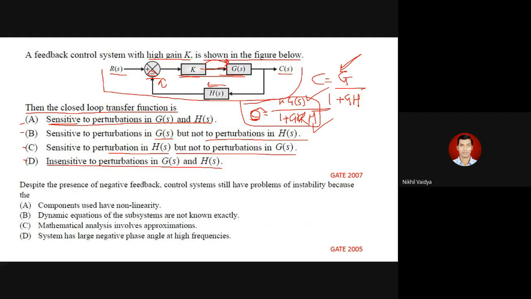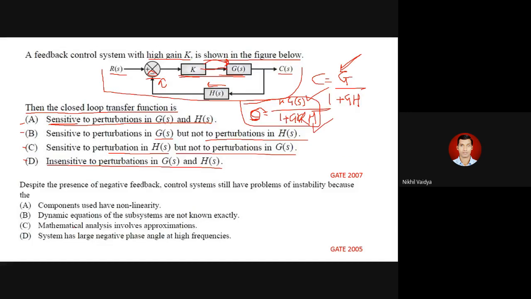Okay. So we will take the last question. The remaining questions we will discuss in the next class. Despite the presence of negative feedback, control systems still have problems of instability because... Now you have to choose one of the options. Please take 2 minutes and answer this. I'm repeating the question again.